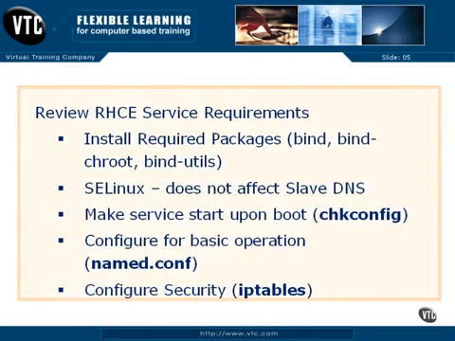Once that's all configured, let's review the service requirements for basic operation. In other videos, we've installed the required DNS packages. We've checked the requirements associated with Security Enhanced Linux. There's a Boolean directive associated with writing to a master DNS server database, so it doesn't affect a slave DNS server. We've made sure that the service starts the next time you boot Linux. We've configured the service for basic operation. And we've also configured security on the system by allowing traffic through port 53. Of course you could do more, but those are the basics.